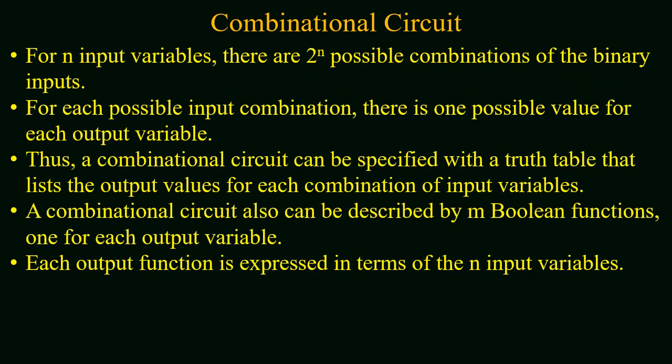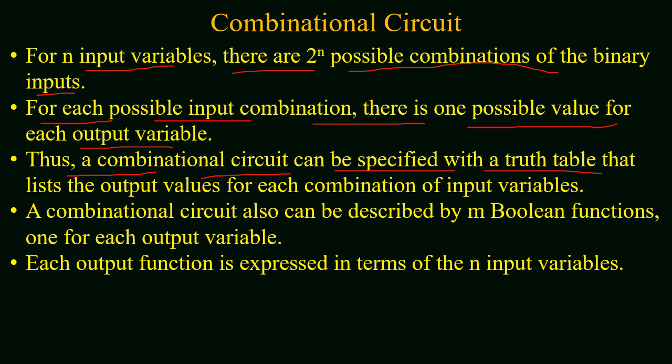Now, if we have a given combinational circuit with n input variables, then we have 2 to the power n possible combinations of the binary inputs. And for each possible input combination, we will have one possible value for the output variable. So we can say that a combinational circuit can be specified with a truth table that lists all the possible output values for each combination of input variables.